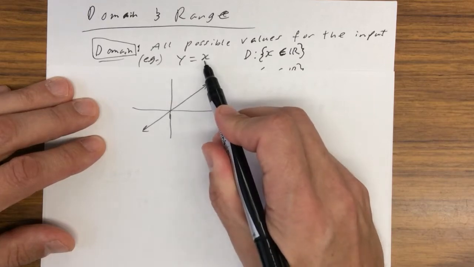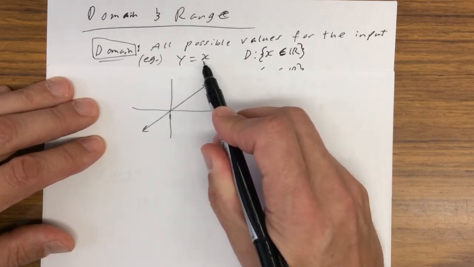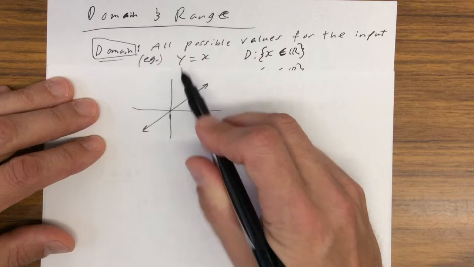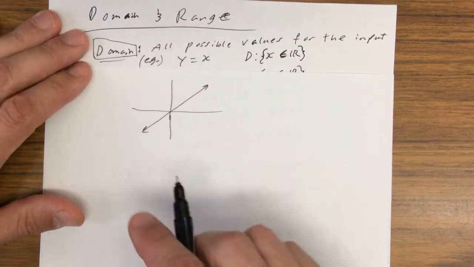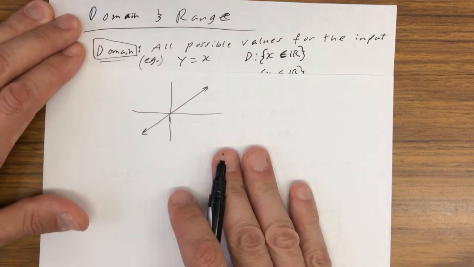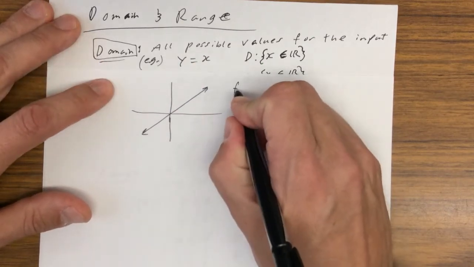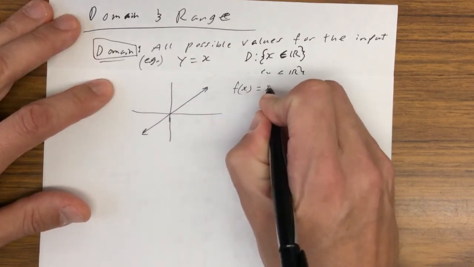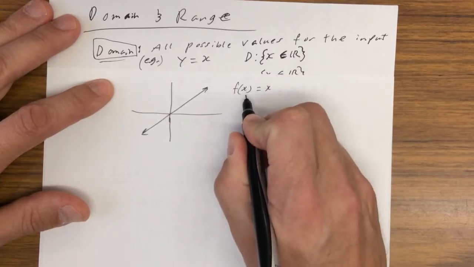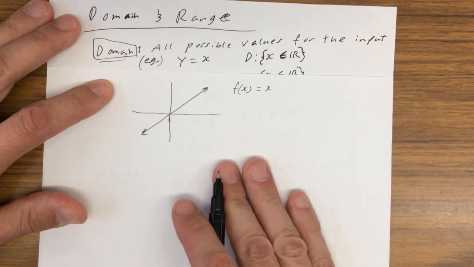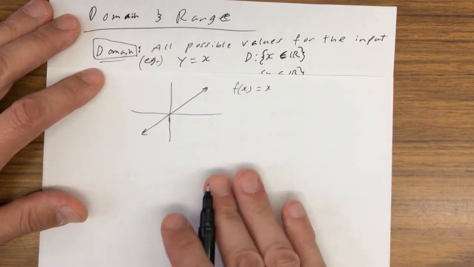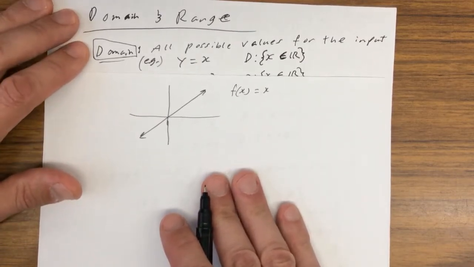There is no value of x that I can't plug in here to get a y value. So that's the way you'd look at that. Any real number can be used for the input for that. Now, that's when you look at it as f of x equals x. So all possible values for that input are all real numbers. Any numbers that are decimal, whole numbers, fractions, any numbers you can think of that aren't imaginary.